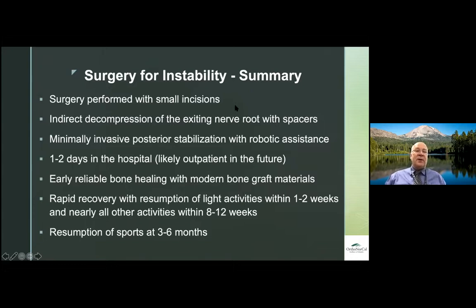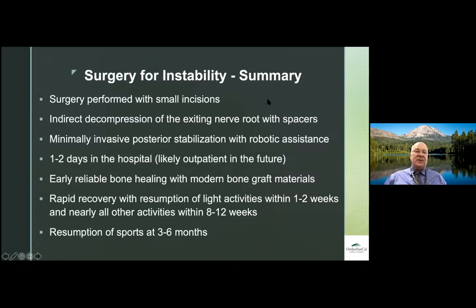So, surgery for instability in summary. The surgery can be performed with small incisions, with an indirect decompression of the exiting nerve root with spacers. So when you jack up the spine with the spacer, it makes more room for the nerves without having to necessarily drill around the nerves and potentially damage the nerves as a consequence of the surgery.